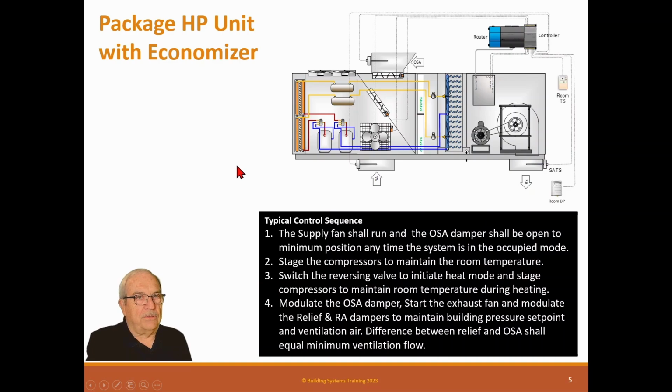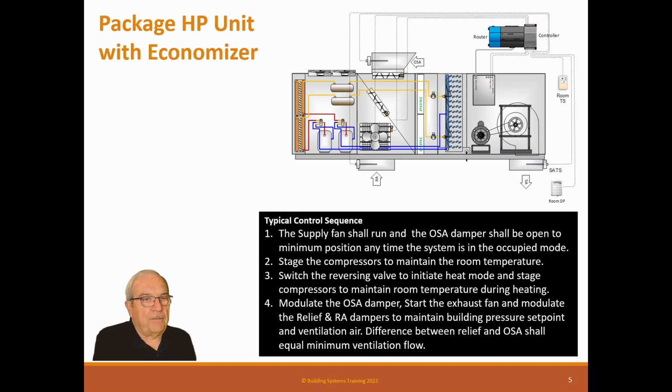Okay, so here's a sequence for heat pump mode. Again, you can use a network just like you could a DDC either way. The supply fan shall run and the outside air damper should be open to minimum position anytime the system is in the occupied mode. Stage the compressor to maintain the room temperature. Switch the reversing valve to initiate heating mode and stage compressors to maintain room temperature during heating mode.